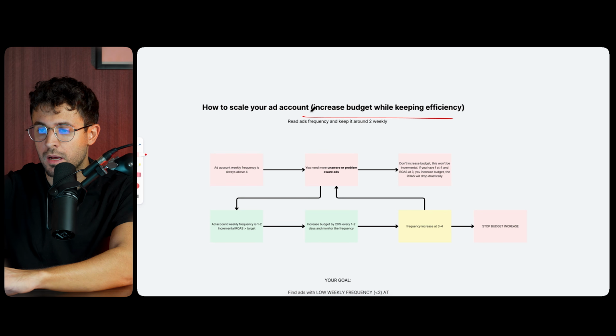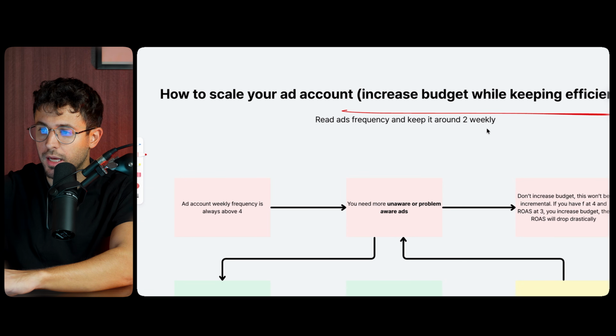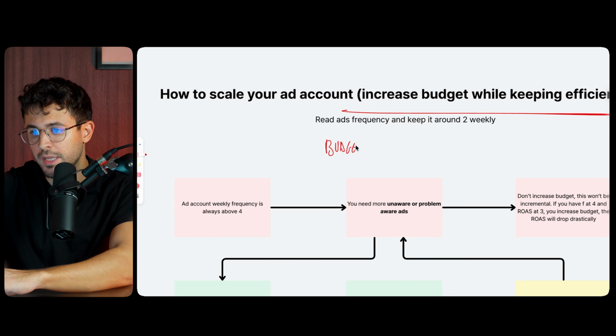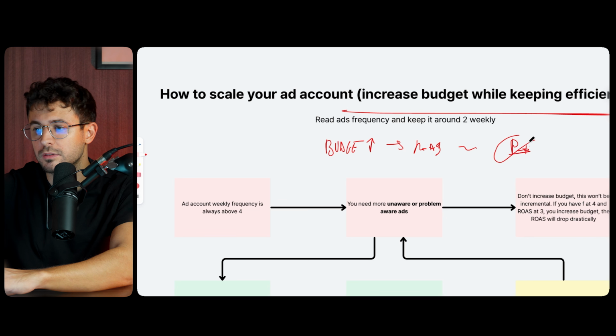So, how can you scale while keeping the efficiency, technically? Keeping it meaning keeping it at a good level. Basically, you want to see the budget go up while the ROAS technically stays the same, so you have the profit. Of course, ROAS is not equal to profit. Just remember that, but it really depends on your business.